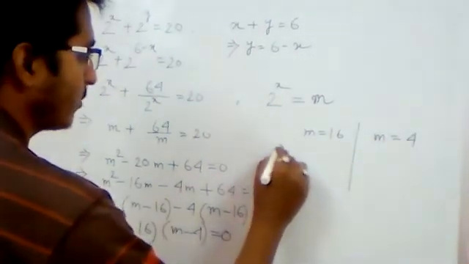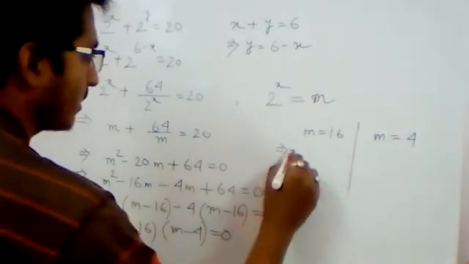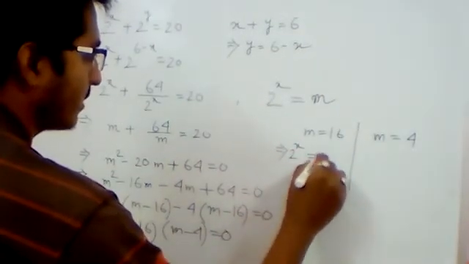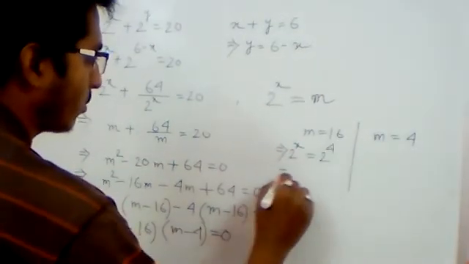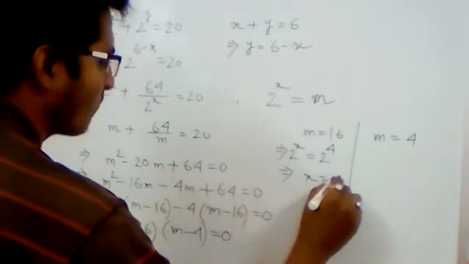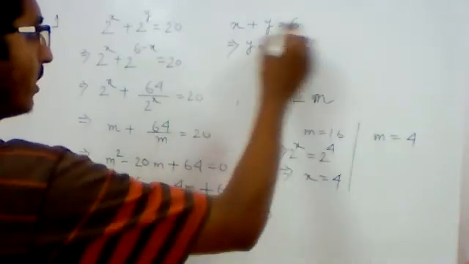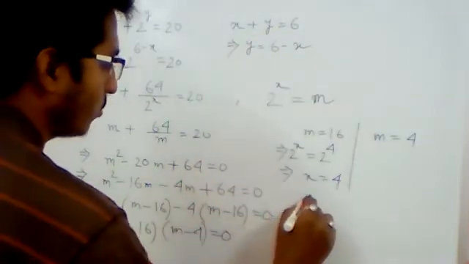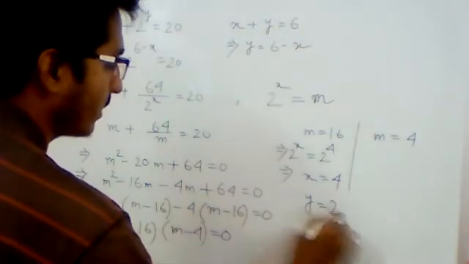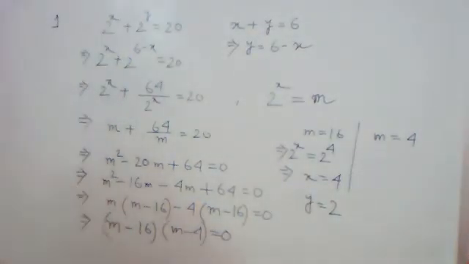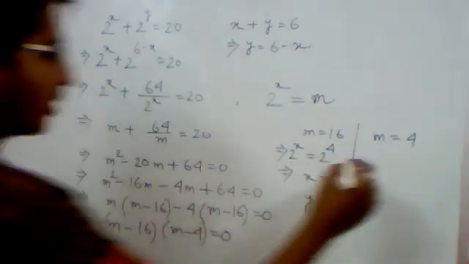So when m is equal to 16, m is 2 to the power x, and 16 is 2 to the power 4. So correspondingly x equal to 4. When x equal to 4, from the second equation we will get y is equal to 6 minus 4, that is 2. So one pair of solutions is 4, 2.